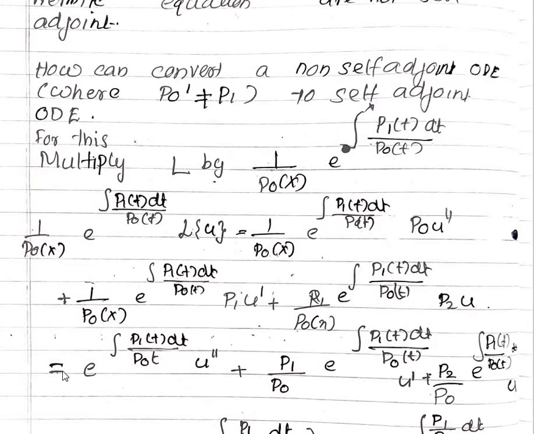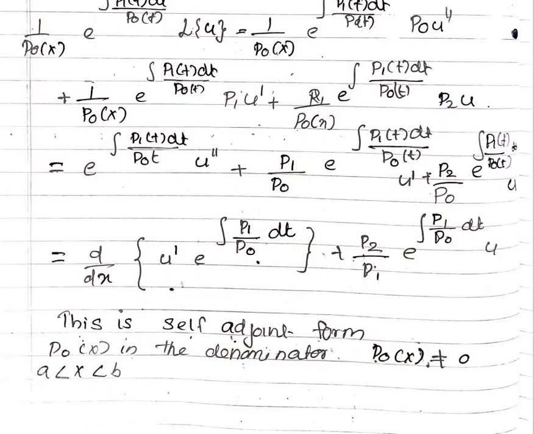Okay. So this P0 term cancels. The first term contains e raised to integral P1 of t dt divided by P0 of t times u double dash, plus here P1 by P0 e raised to integral P1 of t dt divided by P0 of t times u dash. The last term is P2 divided by P0 e raised to integral P1 of t divided by P0 of t into dt. So we can combine these two terms.